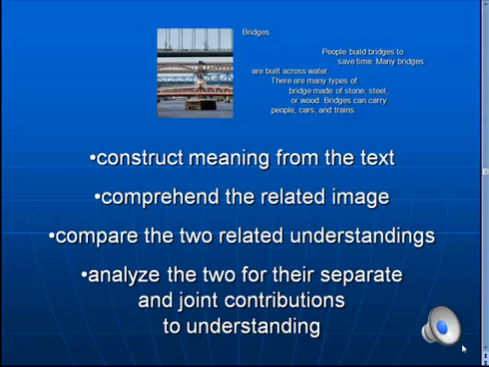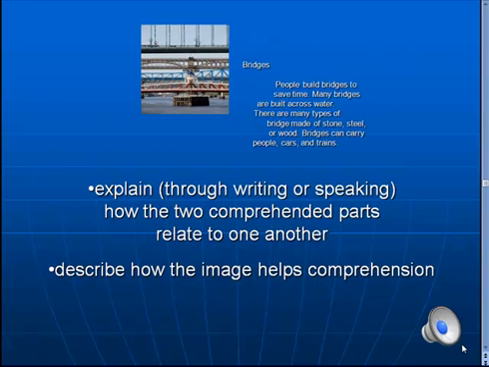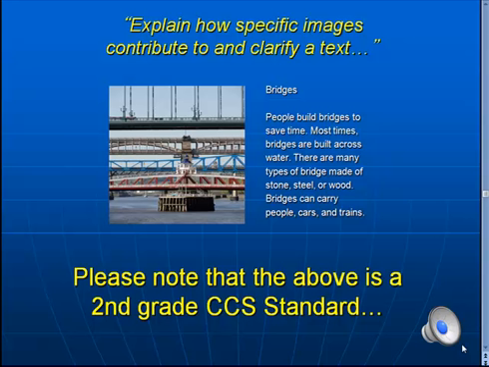Next, they have to compare the two related understandings, and then analyze both the picture and the text to determine the separate and joint contributions that each makes to an understanding. In addition, students will be required, through writing or speaking, to explain how the two comprehended parts relate to one another. And finally, students will have to describe how the image, in this case the photograph, helps in the comprehension of text.